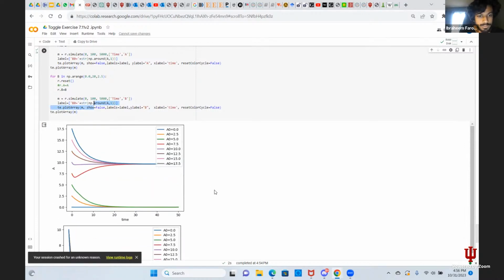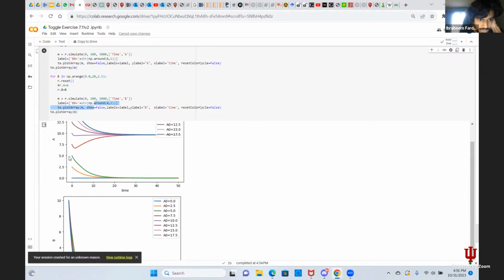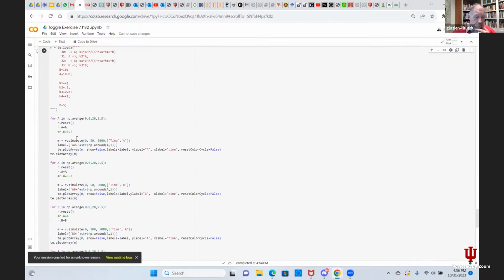And this is A after A0 changes, and this is B after A0 changes, and B just always goes to 0, which it shouldn't. It should go to 10 in these scenarios, but it's not. What's the initial value of B? 10.